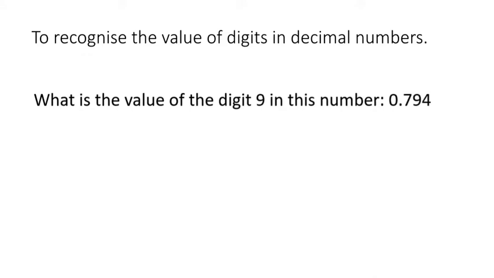Okay, in session 2, we were recognising the value of digits in decimal numbers. So can you tell me what the value of the digit 9 is in this number? 0.794. What does that 9 stand for? Think about your place value grid, you've got your ones, and what are each of these? What does that show you? Work it out, write it down.